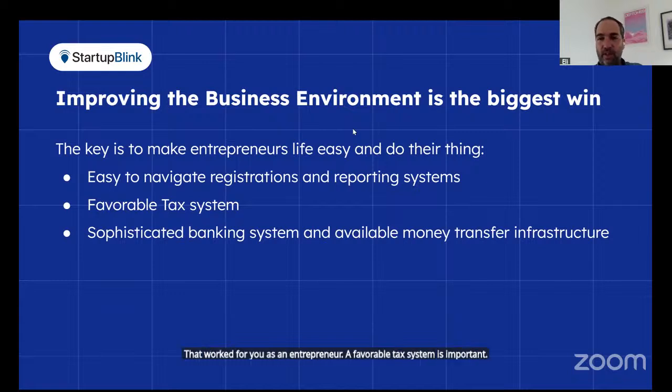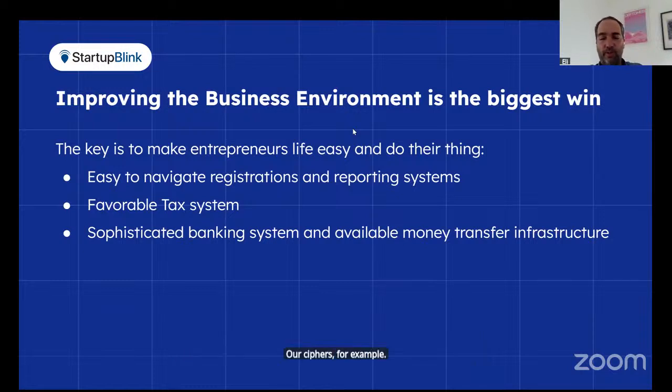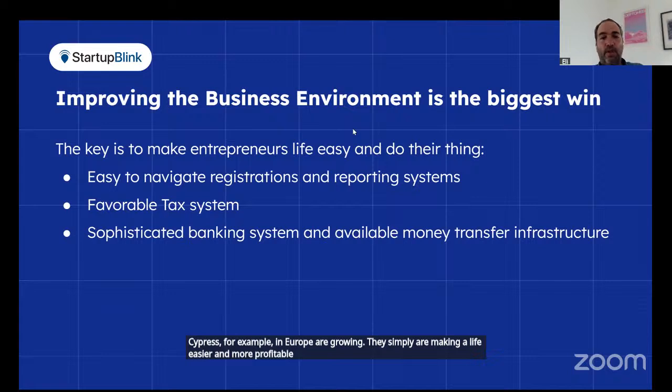Entrepreneurs today, in the digital age, can pick any location that they want. That's why locations like Singapore, the UAE, the United Arab Emirates, and Cyprus, for example, in Europe, are growing. They simply are making life easier and more profitable for their entrepreneurs.